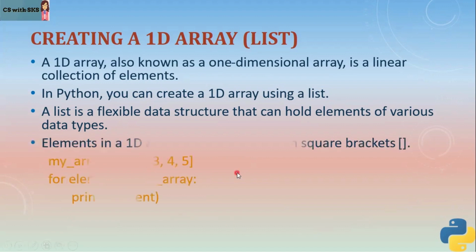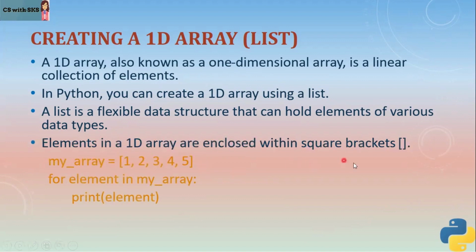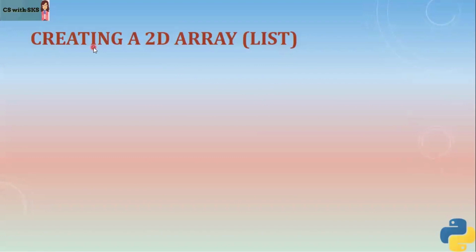Now, you can simply create a 1D array by enclosing elements inside square brackets. So my array is equal to 1, 2, 3, 4, 5. You can access them using a for loop the way it is written. Now let's understand how we create a 2D array in Python using lists.